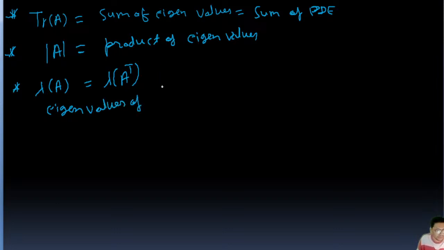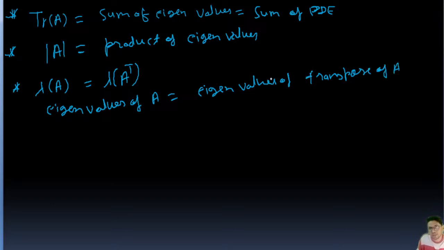Eigenvalues of A equal eigenvalues of transpose of A. So this is what it is: eigenvalue of A equals eigenvalue of transpose of A. Whatever the eigenvalues of A will be, the same values will be for the transpose of that matrix.